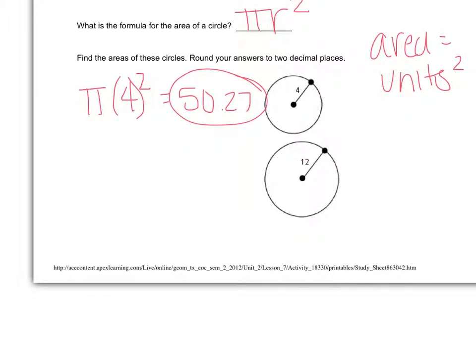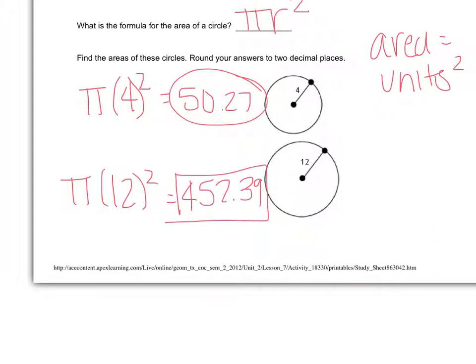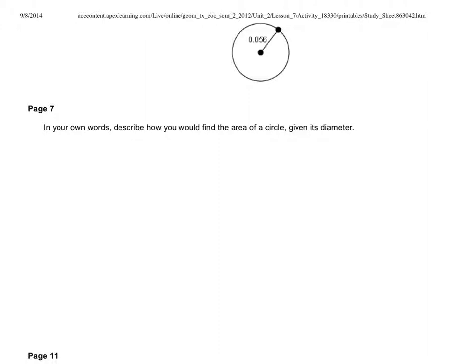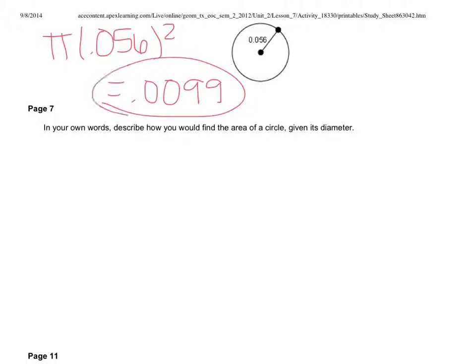So to find the area of a circle with a radius of 12, then I would do pi times 12 squared, and that is going to give me 452.39. So that would be this circle's area. And then lastly, I have a circle with a radius of 0.056. So I'm going to do pi times 0.056 squared, which is going to give me 0.0099. So it's a very small area.